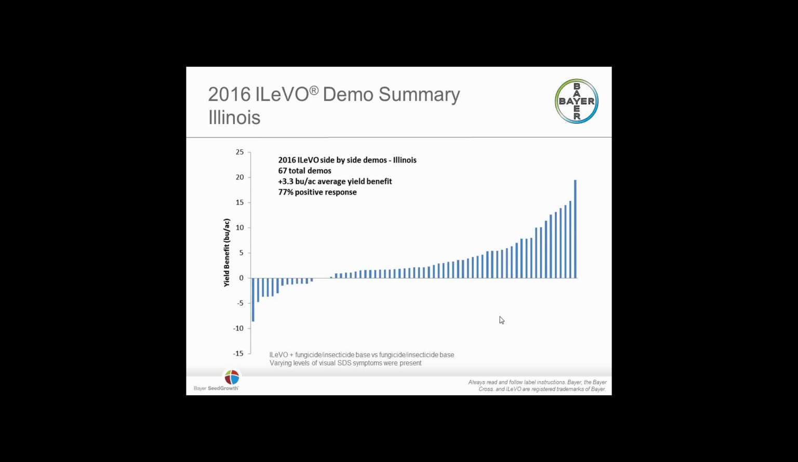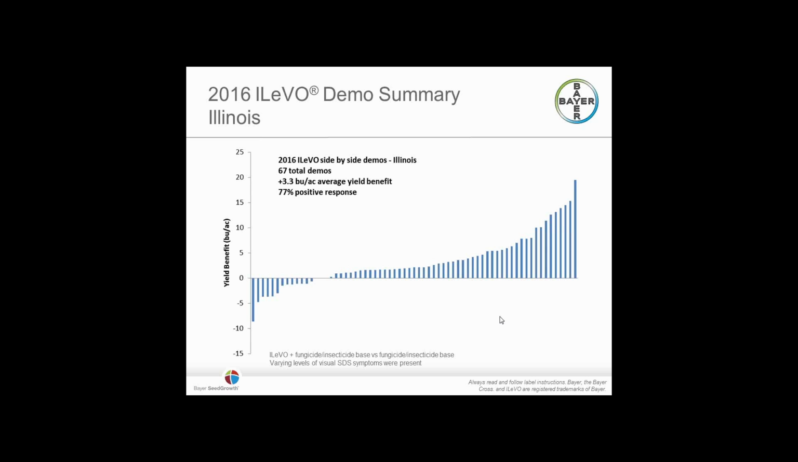So last year we had 67 of these throughout Illinois. On average, what we saw was 3.3 bushels per acre from the benefit of using Olivo, with a 77% positive response rate. This data could probably be broken down a little bit further to show what we saw in southern Illinois compared to northern Illinois.